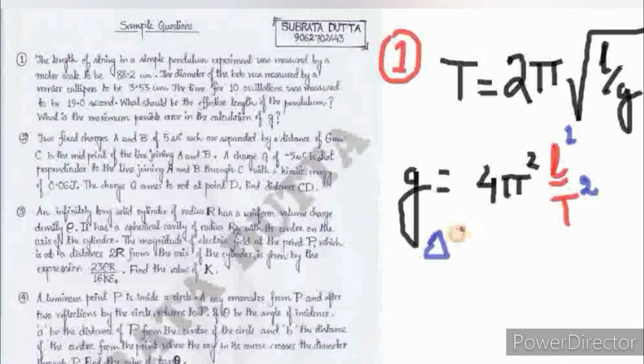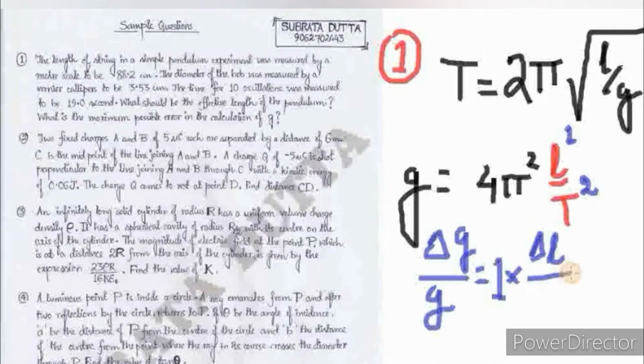Like here, delta g by g, which is the relative error of acceleration due to gravity, is equal to 1 into delta L by L, plus for the time period it is 2 into delta T by T. That is, the power should be multiplied to the component relative errors. Now the main task is to calculate delta L and delta T from our given information.